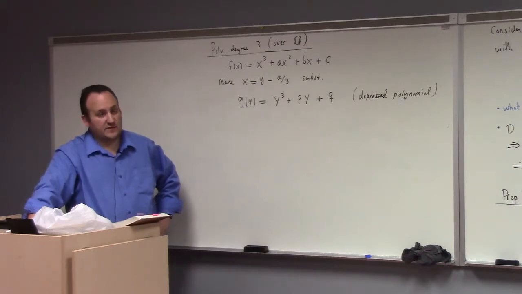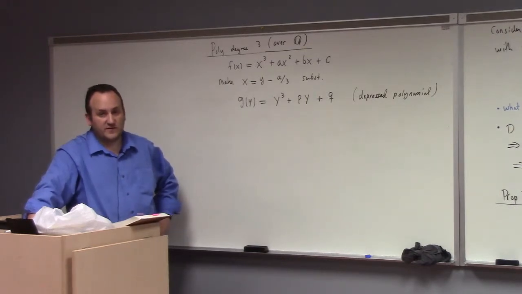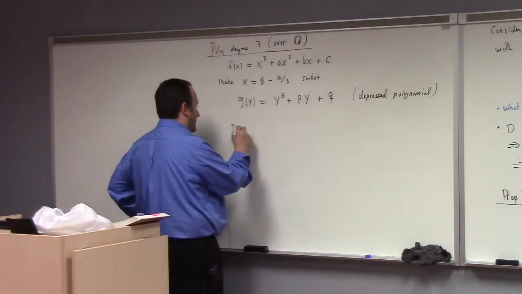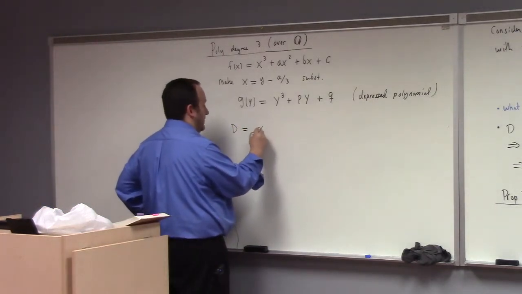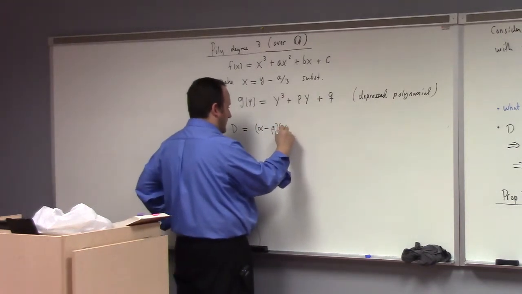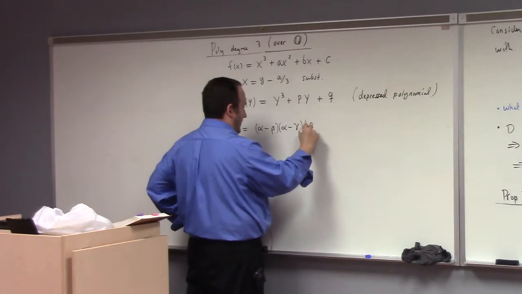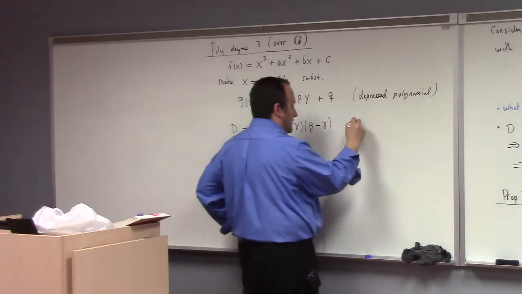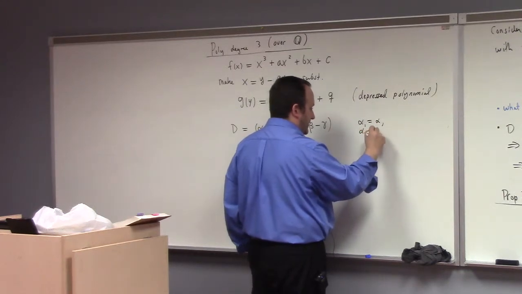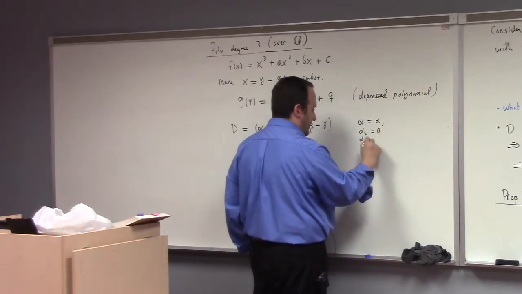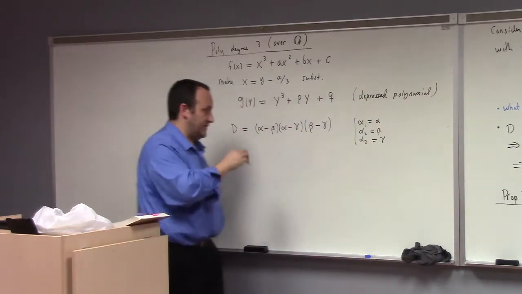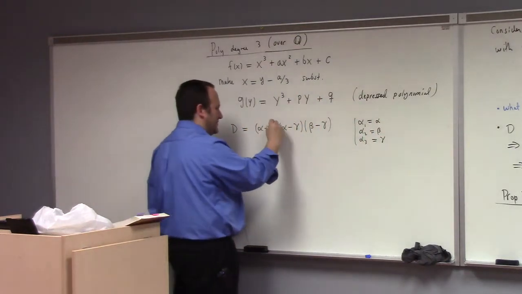And also the same discriminant. The discriminant for f and the discriminant of g would also match. So if the discriminant for f was alpha minus beta, alpha minus gamma, beta minus gamma, supposing that my alpha 1 is alpha, my alpha 2 is beta, and my alpha 3 is gamma, right? 3 roots. So that's your discriminant, well, up to squares.